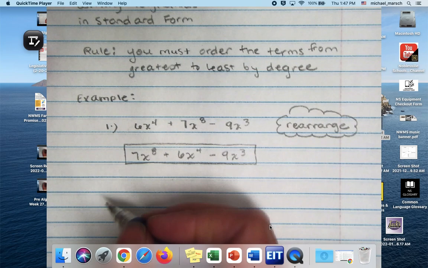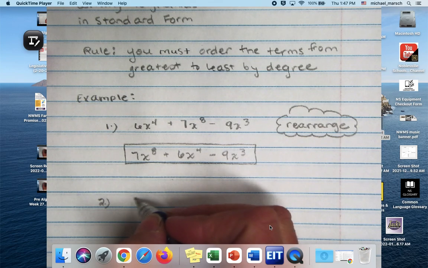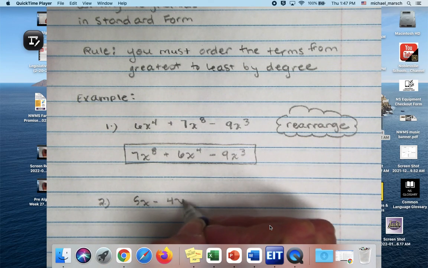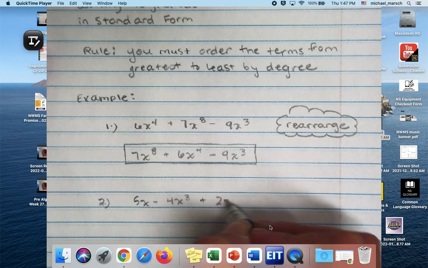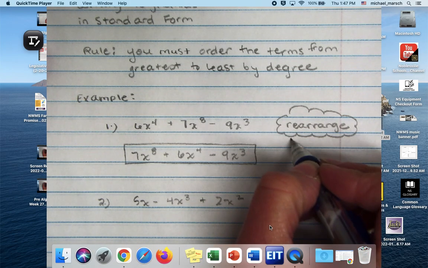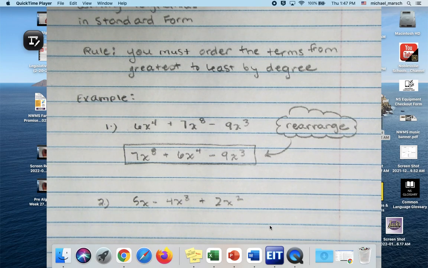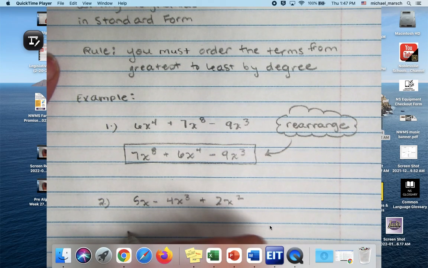Okay. So in our second example, 5x minus 4x to the third plus 2x squared. So how would I rearrange this? I'm not changing any values, I'm just putting it in proper standard form. What would that look like? Eden? Negative 4x to the third plus 2x squared plus 5x. Yep.